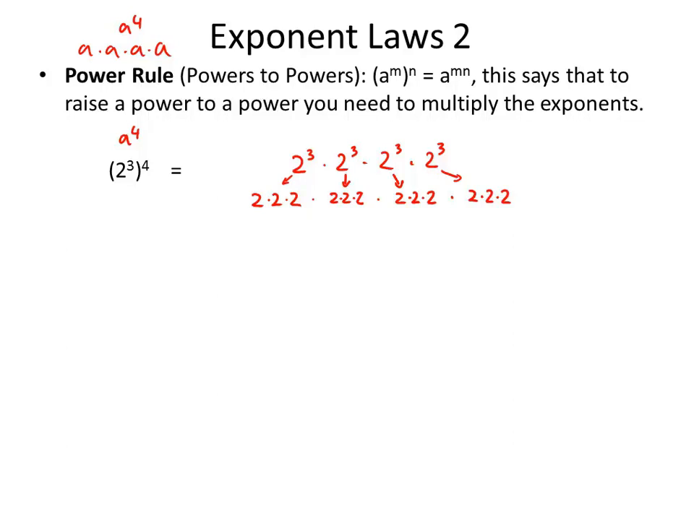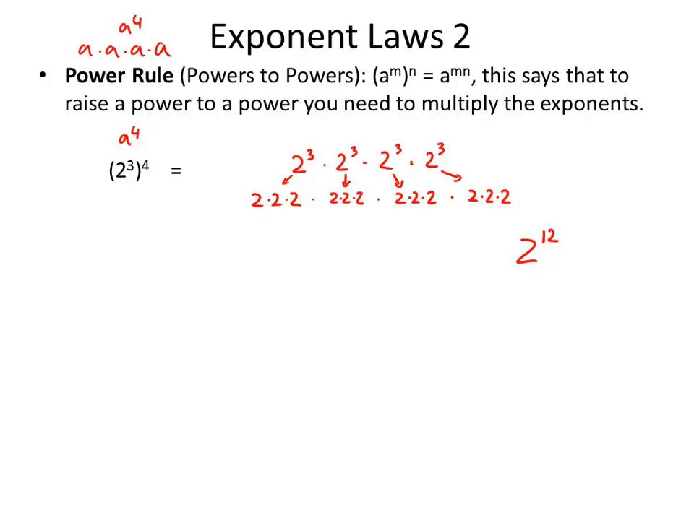Now I'm just going to count all of these 2's up. I have 1, 2, 3, 4, 5, 6, 7, 8, 9, 10, 11, 12. So we can say that all of this is exactly the same as writing 2 to the power of 12. I have 12 2's here, so it's 2 to the power of 12. Now that took us a little while to write all out and count all up. But if we follow this rule, where when you have a power to a power, you can just simply multiply the exponents.